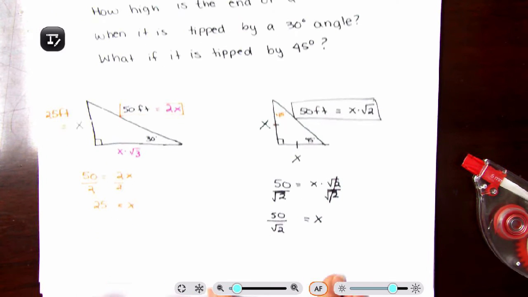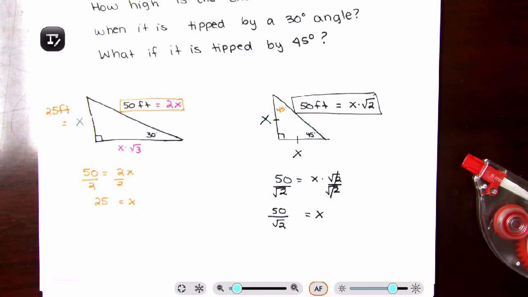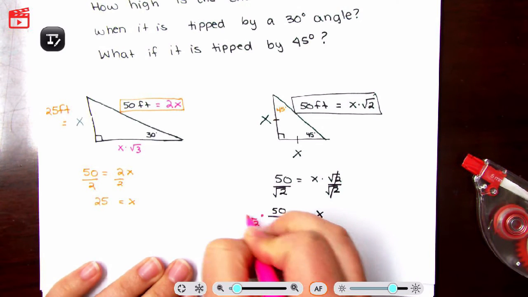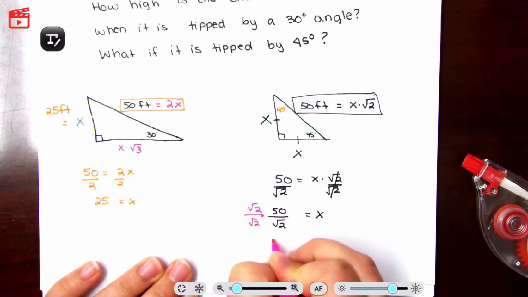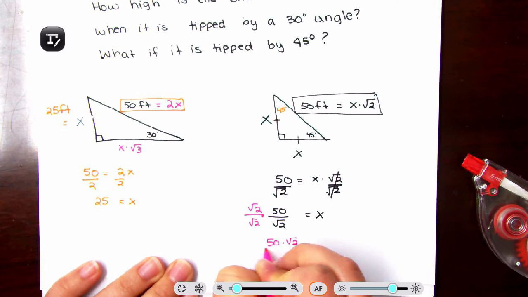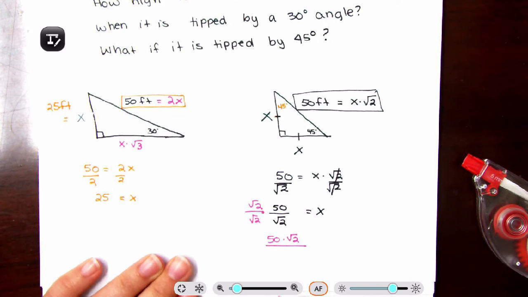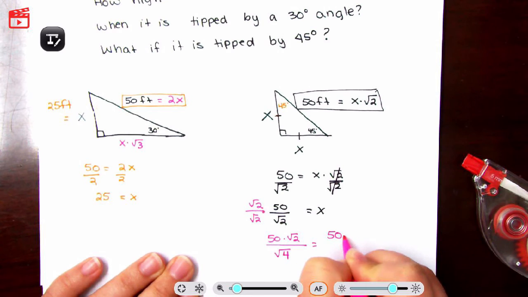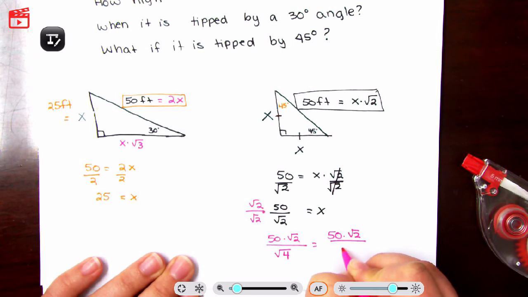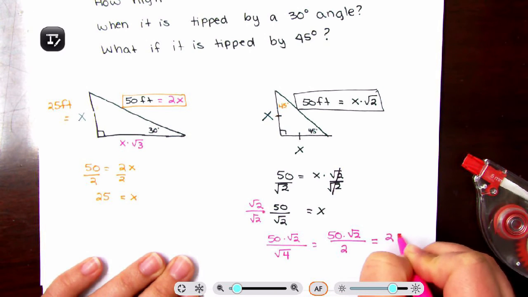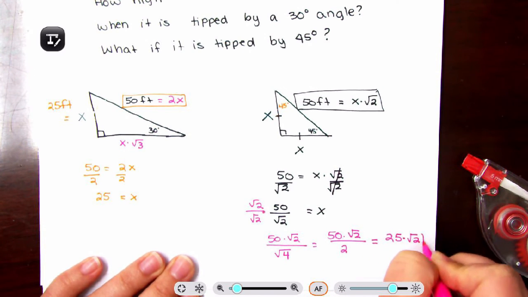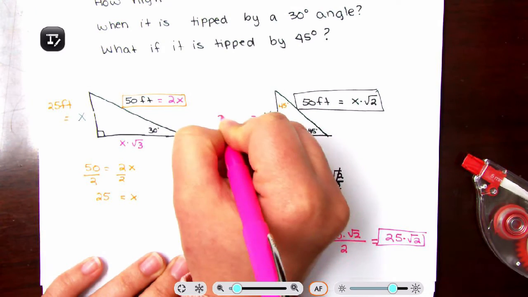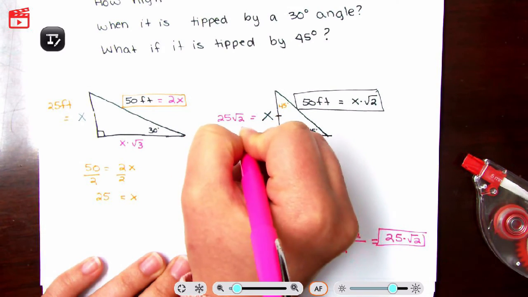Now, this is not your answer because you need to rationalize the denominator. We're going to multiply top and bottom by the square root of 2. So we have 50 times square root of 2 divided by 2 times 2 is 4. The square root of 4 is 2. So we have 50 times square root of 2 divided by 2. And again, 50 can be divided by 2, which is 25 times the square root of 2, which is our answer. So here we have 25 times the square root of 2, and this is feet.